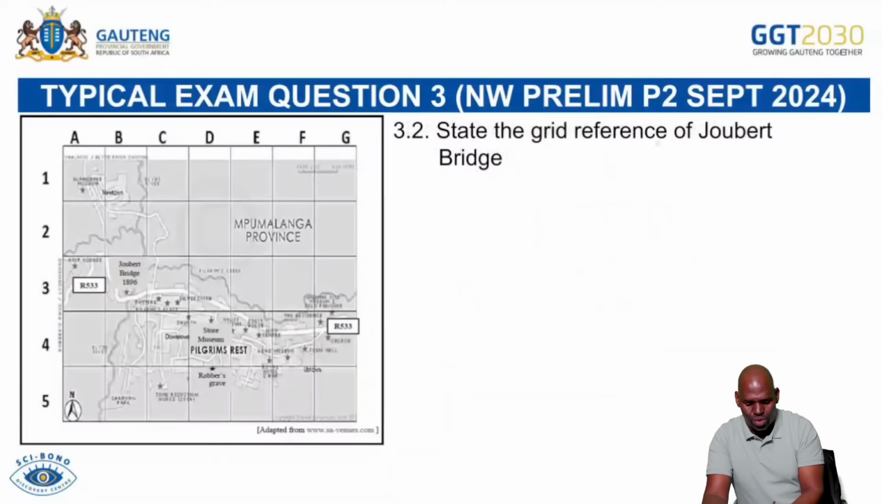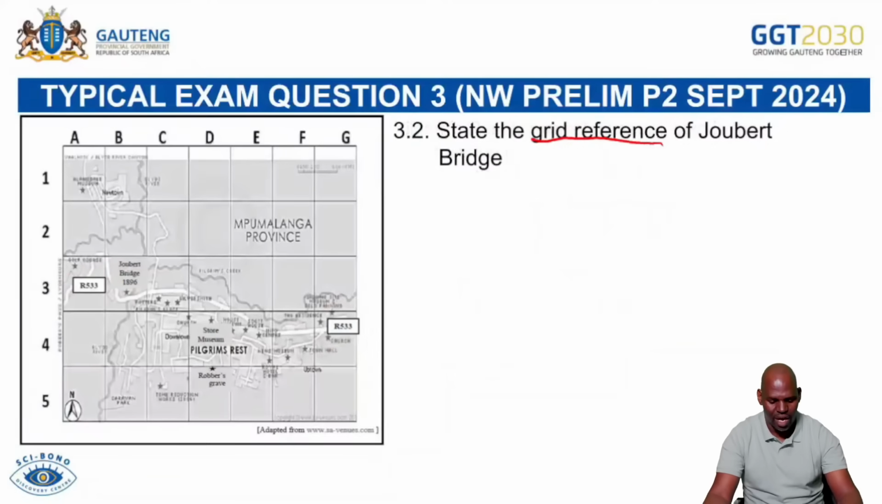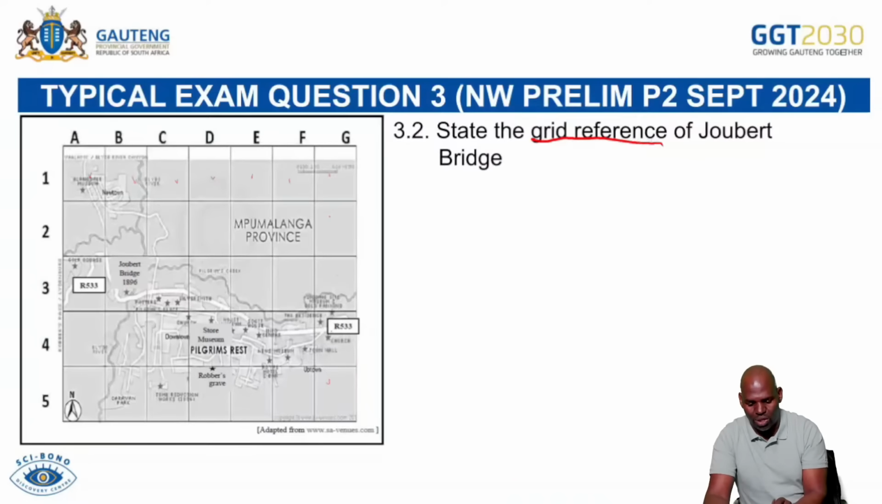State the grid reference. What do they mean by a grid reference? Remember, in this case, you can see that they have indicated the blocks on the map. We've got different blocks there. We've got 1, 2, 3, 4, 5, 6, 7, and then we've got 1, 2, 3, 4, 5. So it's 7 times 5, about 35 blocks here. Each block is actually a grid, and in each and every block there's a name of a place. Not necessarily in every one of them, but most of them have got names inside them. So it indicates in which cell or block you find a certain place. That is what they mean by a grid reference.